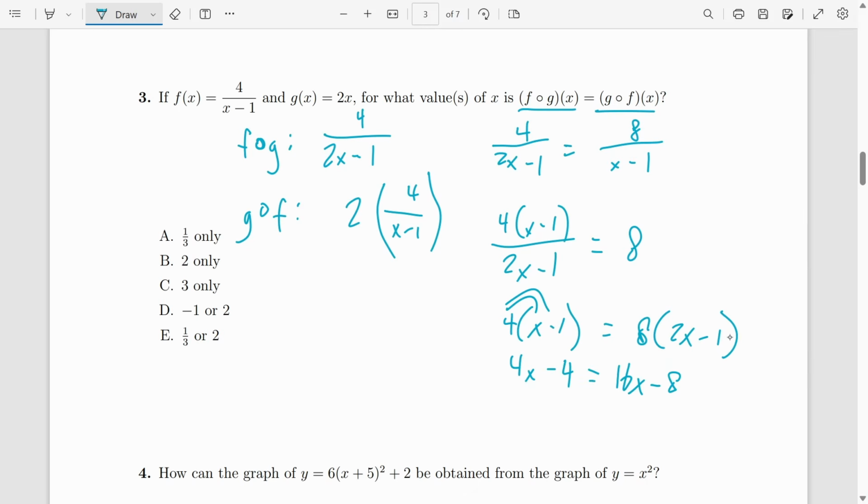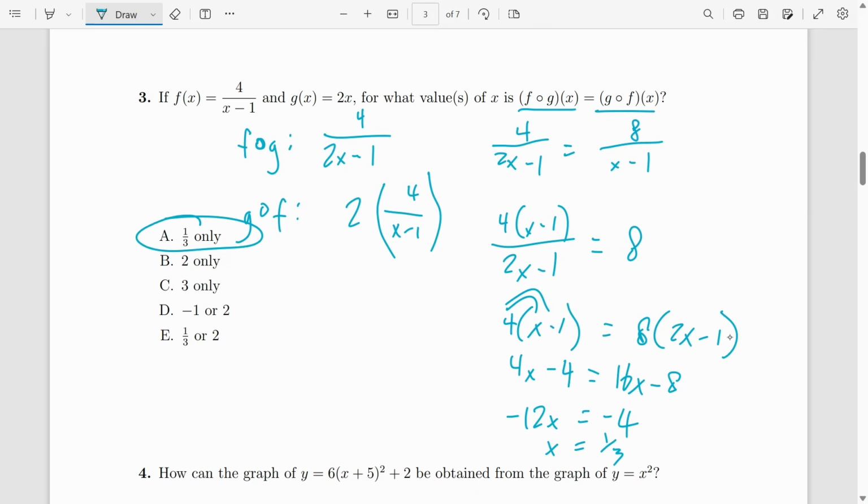And now, if we wanted to put all the x's on the left side here, we'd subtract 16x from both sides. So we get negative 12x. And we'd add 4 on both sides. This is minus 4. We divide both sides by negative 12. We get x equals 1/3.